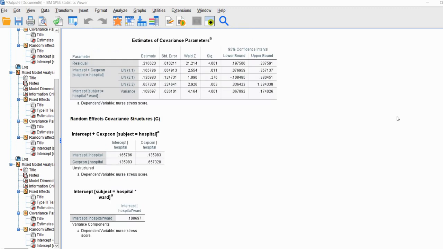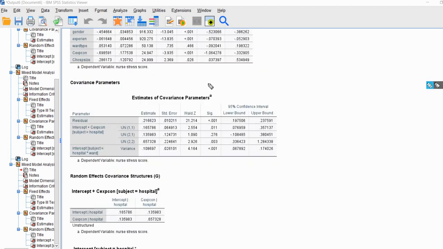I'm going to scroll down a little bit further, and you can see in our table of covariance parameters, this is our level 1 residual. There's our variance estimate, and we have significance. Then at the ward level, we have our variance estimate, and statistical significance. And then you can see our variation across hospitals. This would be the variance of the intercepts. There's our variance estimate, and we see statistical significance.